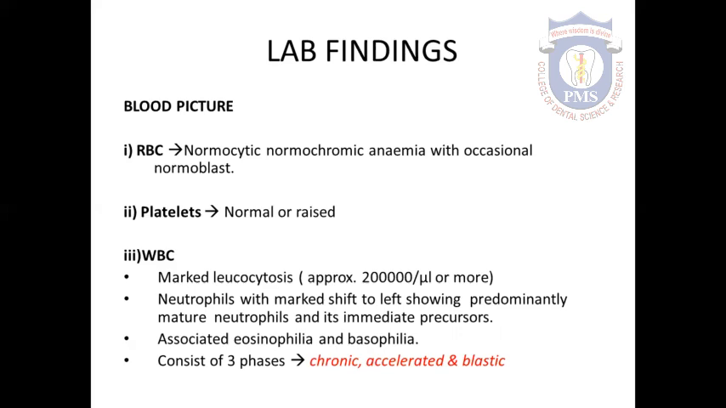Now coming to the WBC, there will be marked leukocytosis. That is, the WBC count will be about 2 lakh per microliter or even more. The predominant cells will be neutrophils with a marked shift to left, showing predominantly mature neutrophils and its immediate precursors, especially myelocytes, metamyelocytes, and band forms.